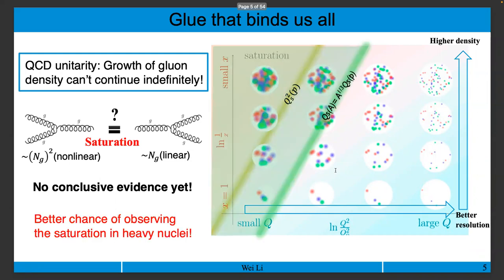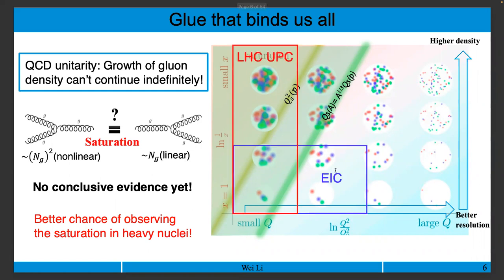One thing to mention is that if you go from nucleon to nucleus, you have a better chance to see saturation, because the saturation scale is expected to be enhanced by A to the one third. So the nucleus is the kind of lab where we have the best chance to observe the saturation effect. This is what the Electron-Ion Collider is trying to do, for example using eA collisions by scanning Q squared. The hope is that you can go in and out of the saturation region so that you can see the transition.